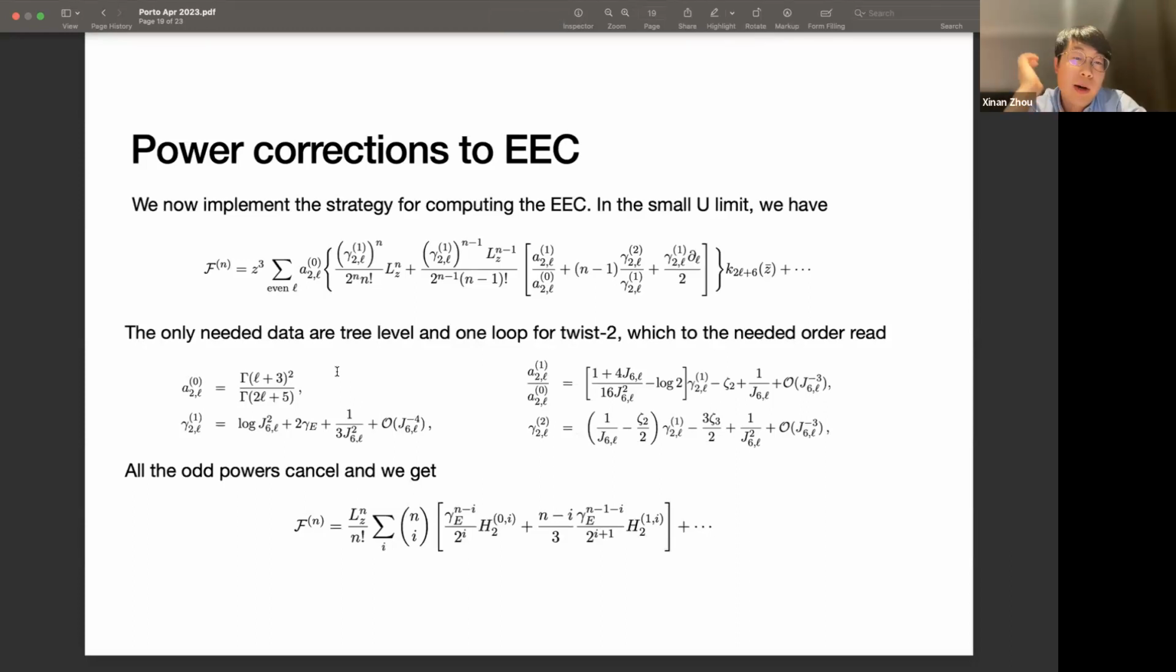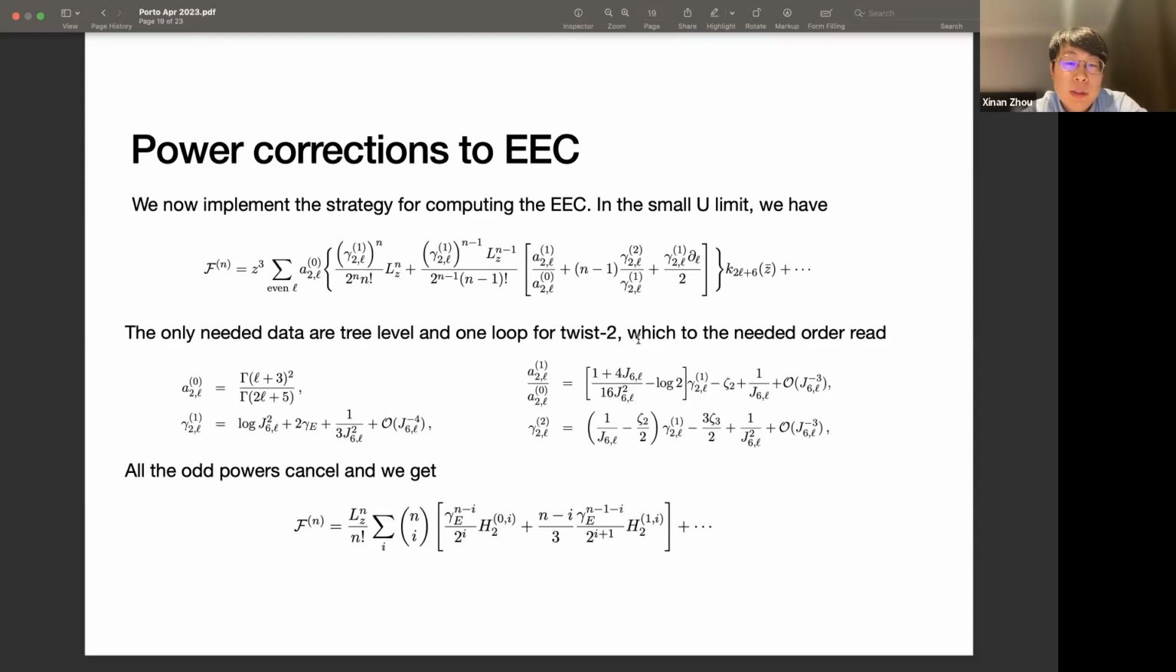Okay, so now after we have computed twist conformal blocks, we are ready to implement the strategy I outlined. So the first thing we need to do is to compute this reduced correlator in the small u limit. And in the small u limit, the conformal block decomposition takes the following form. Here we are now more explicit about these numbers, capital A and capital B, in the description of the strategy. They are expressed in terms of the tree level and the one loop level data for the twist-2 operators.